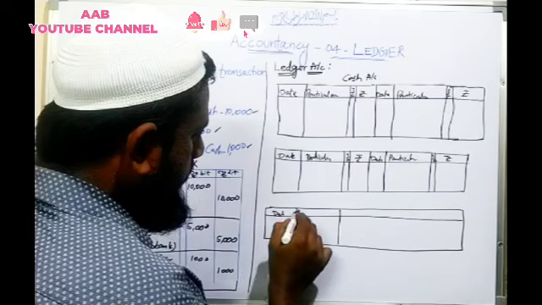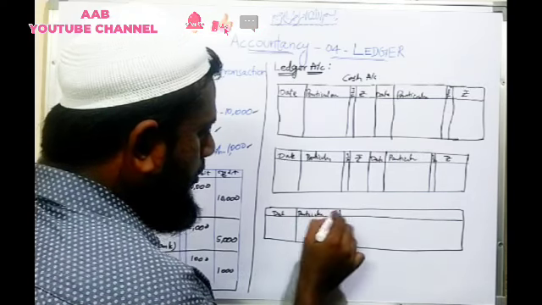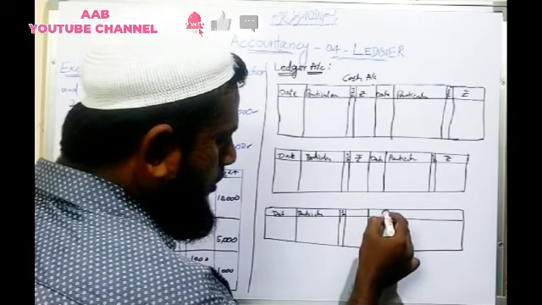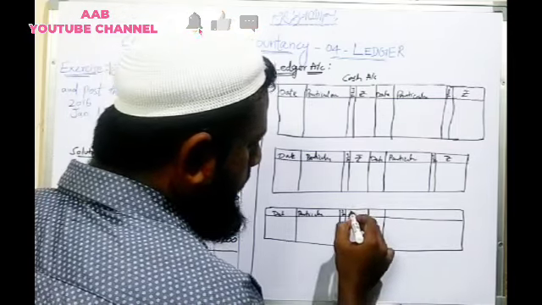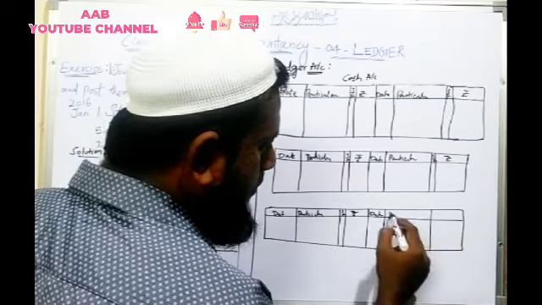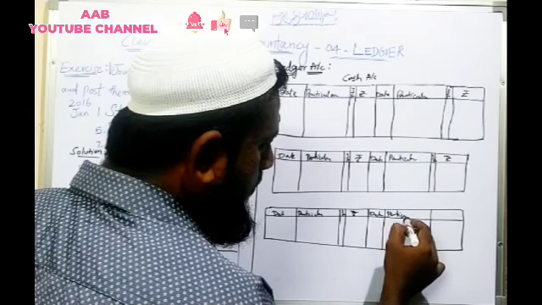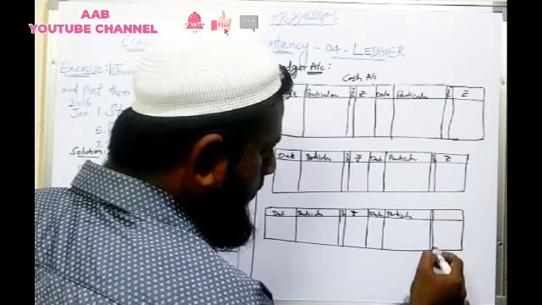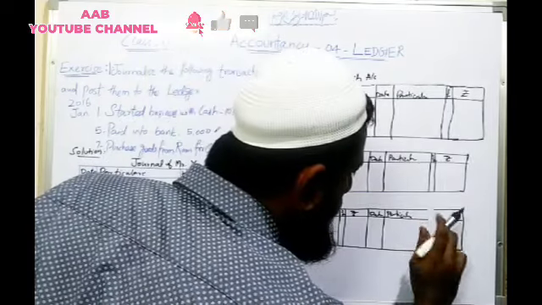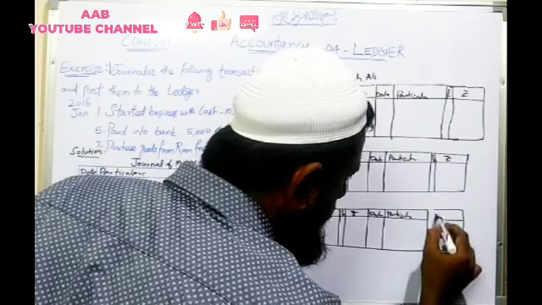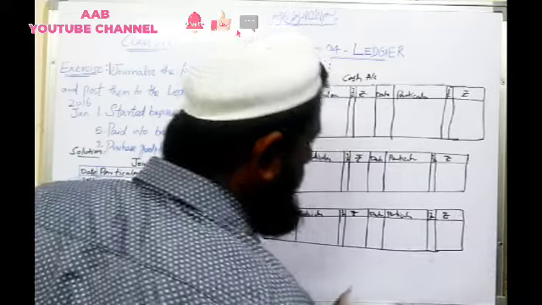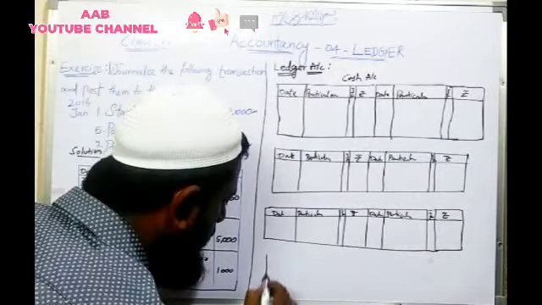Date column, particulars column, JF column, amount column, date, particulars, JF, amount. So three accounts, then the fourth account.